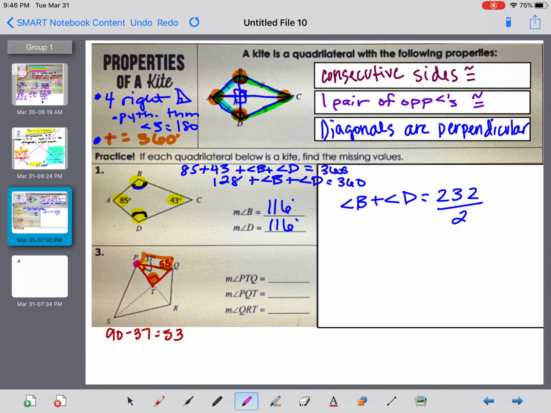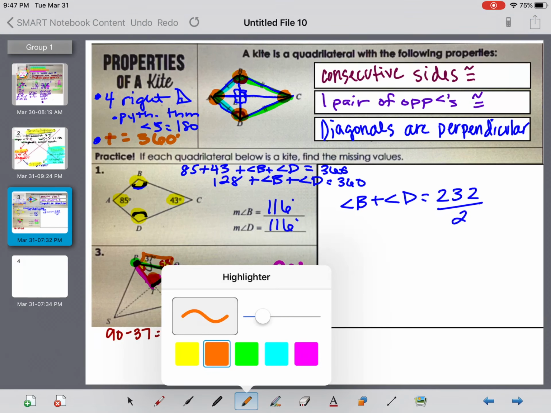Let's continue. All right. PTQ. PTQ. That's this angle right here. Now, we just talked about that. That's that middle angle in the middle of the kite. It's going to be 90 degrees. All right. The next angle, green highlighter, PQT. PQT, that's this angle up here.